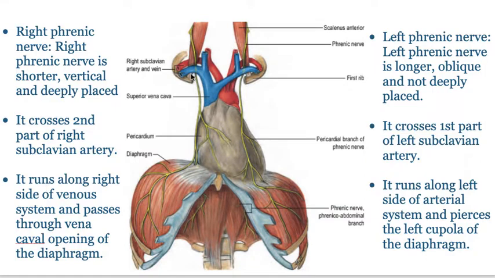The right phrenic nerve runs along the side of the venous system, the superior vena cava, and passes through the caval opening of the diaphragm. The left phrenic nerve runs along the side of the arterial system and pierces the left cupula of the diaphragm.